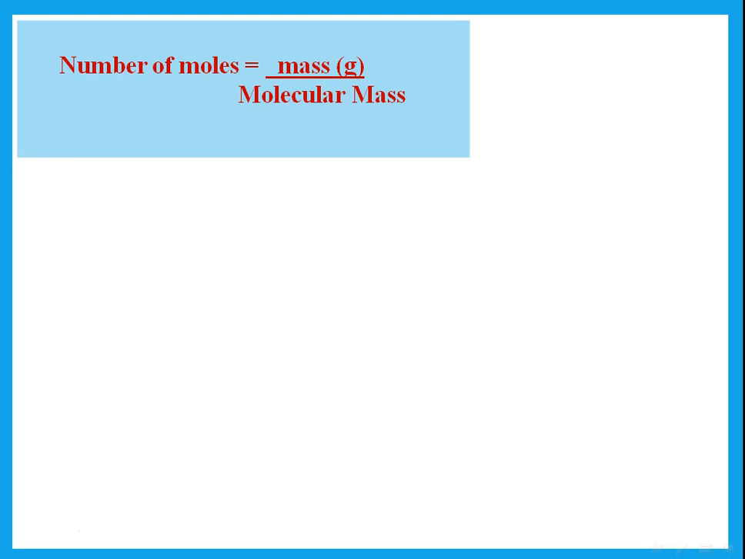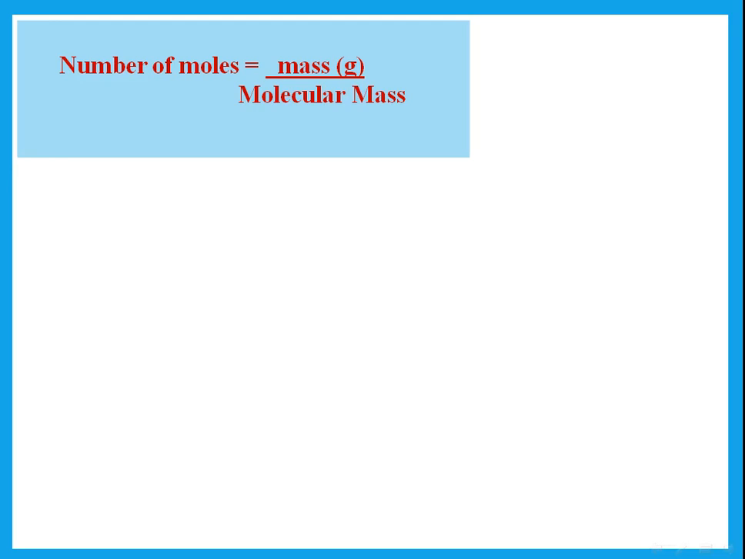Now, what if I don't have 23 grams? What if I have 46 grams, for example? Then 46 grams would be 2 moles. 3 times of that will be 3 moles, and so on. So that means that the number of moles is the mass divided by the molecular mass. Now, that is an equation you have to memorize. Number of moles is mass over molecular mass, and the mass should be in grams.